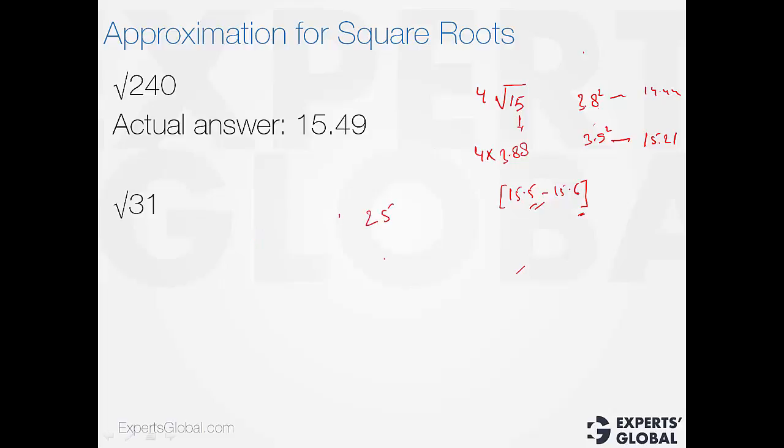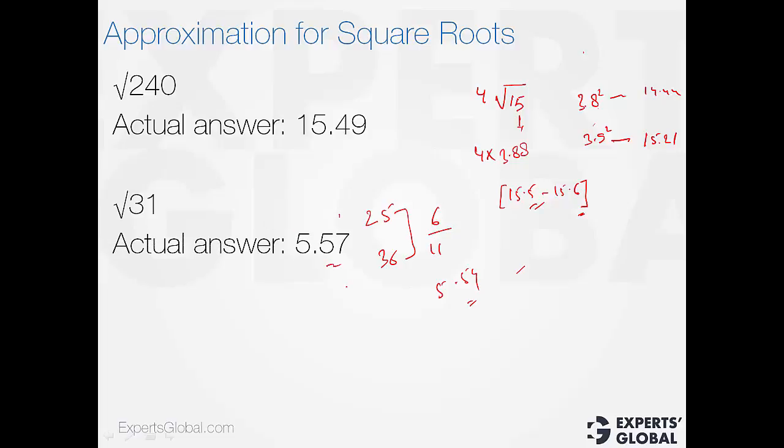The difference here is 11. The difference here is 6. 6 upon 11 is 0.54. So it should be 5.54, just a bit higher than this, something like 5.56, 5.57. 5.57 it is.